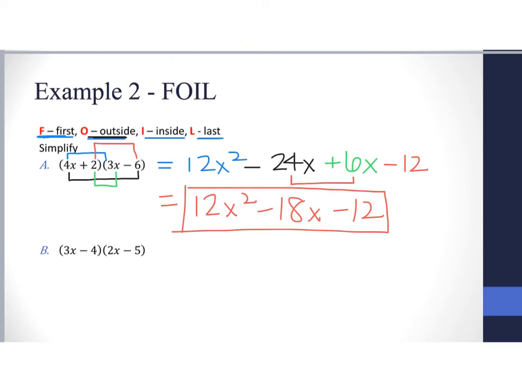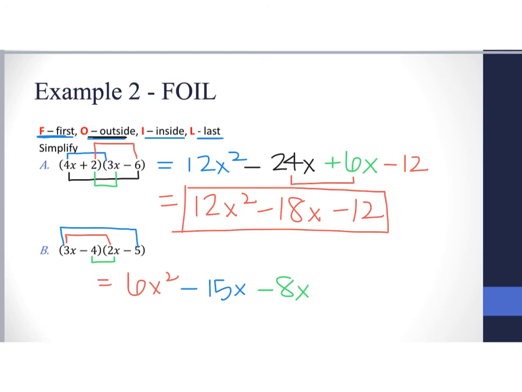Again, if I start with the F from FOIL, I have my first two terms, which in this case is going to be 3x times 2x, or 6x squared. Then I have my outside terms, or my 3x and my negative 5, which is going to give me a negative 15x. And then if I go with my inside terms, I have negative 4 times 2x, which is a negative 8x. And then finally, I'm going to have my last terms.